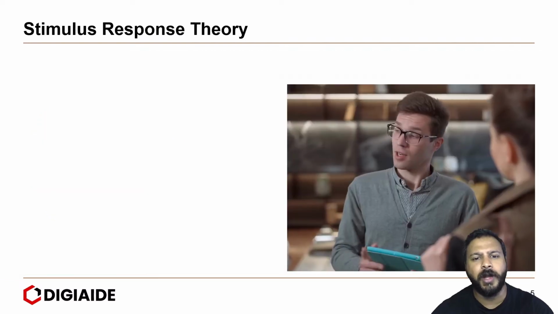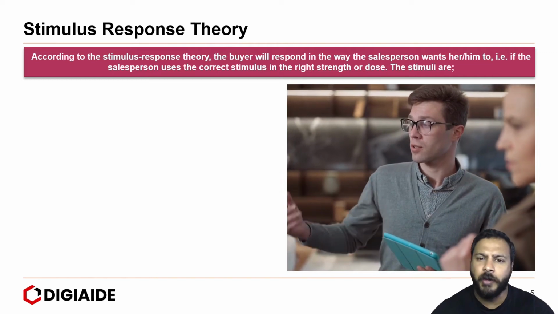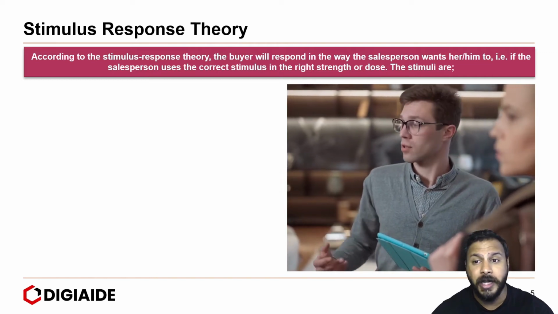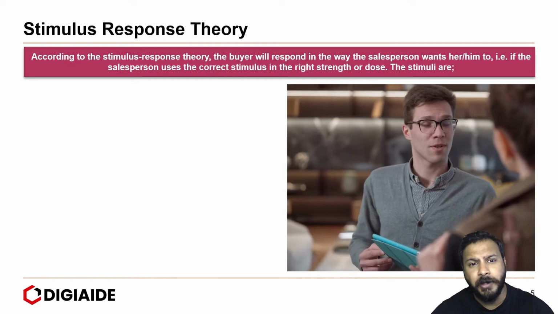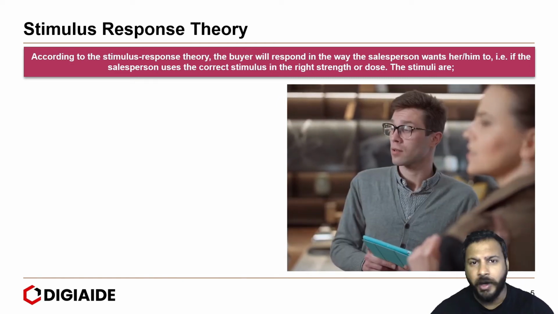Let's start with the first one, and that is the stimulus response theory. According to this theory, the buyer will respond in the way the salesperson wants him or her to. That is, if the salesperson uses the correct stimuli, by stimuli I mean motivation, in the right strength or dose, it will work in their favor.